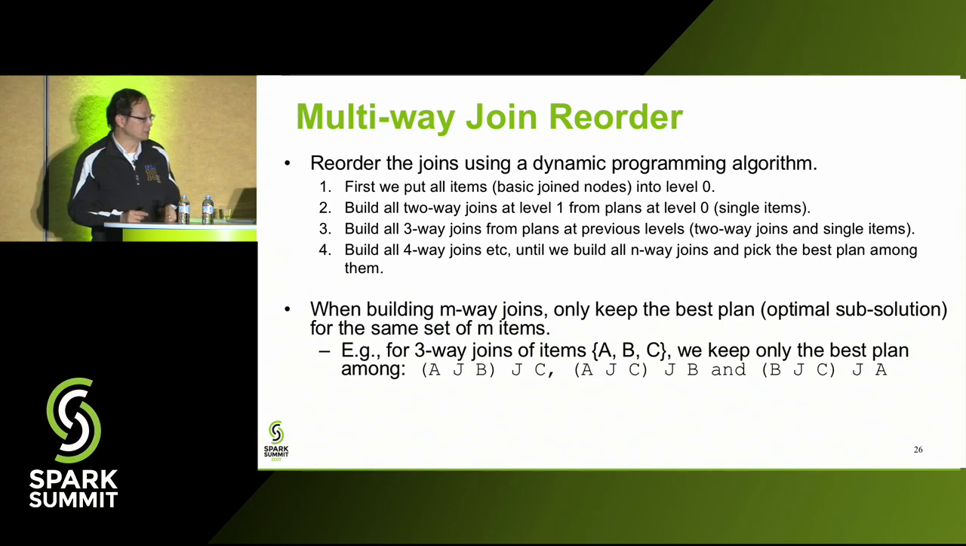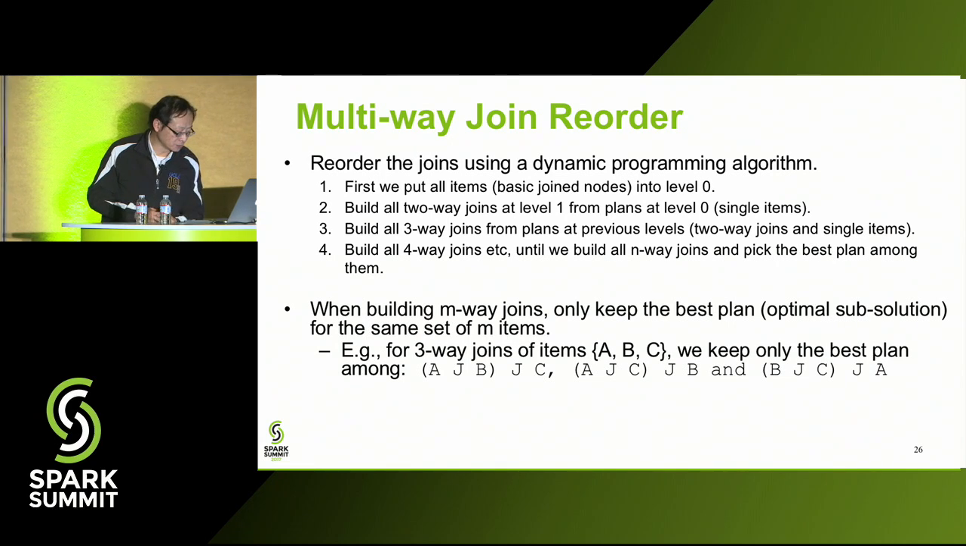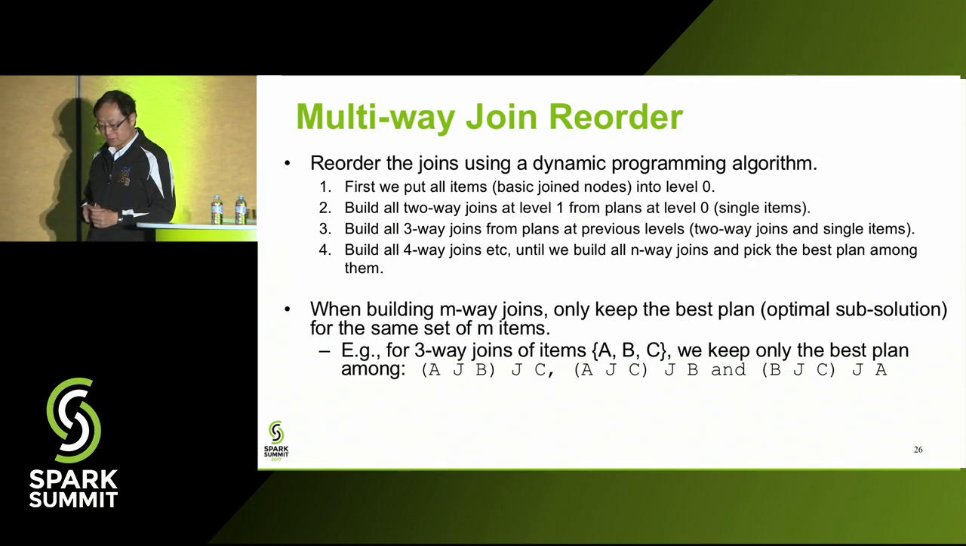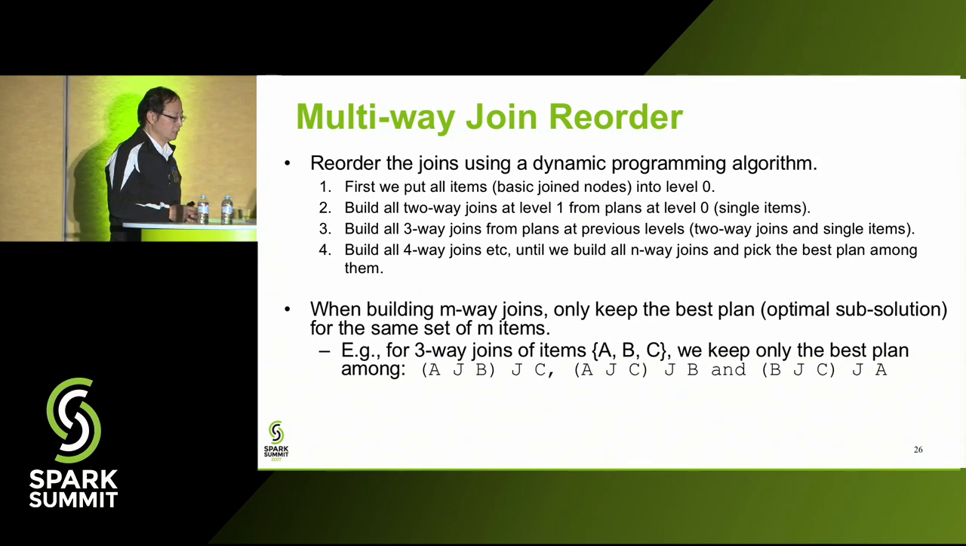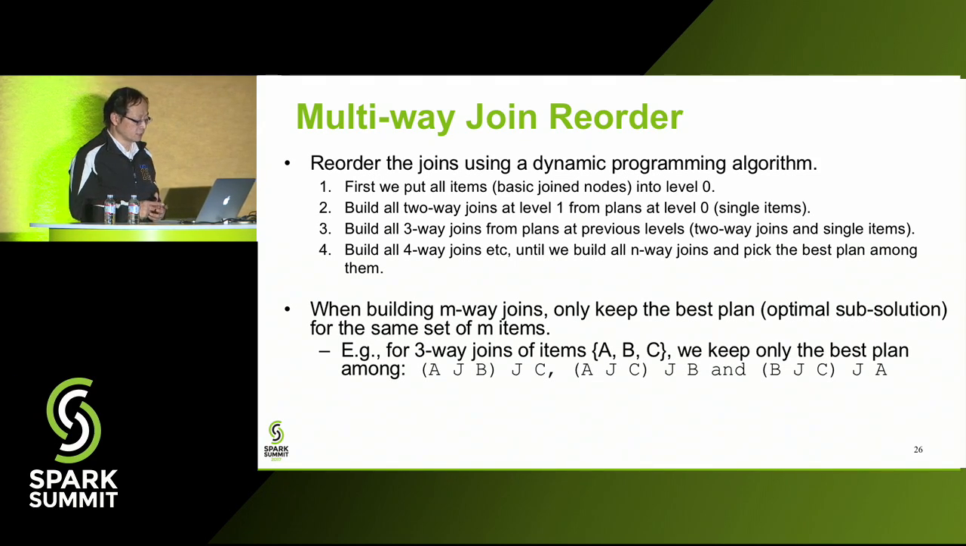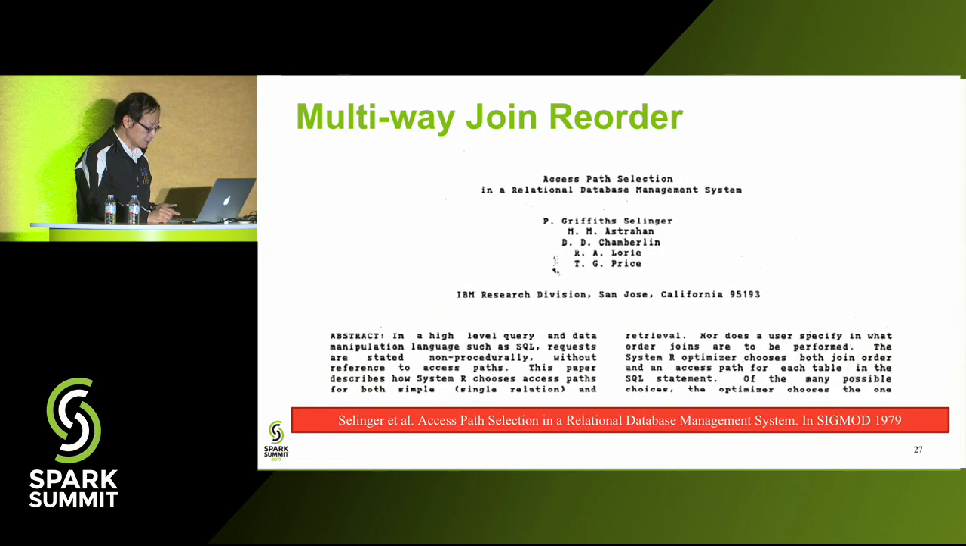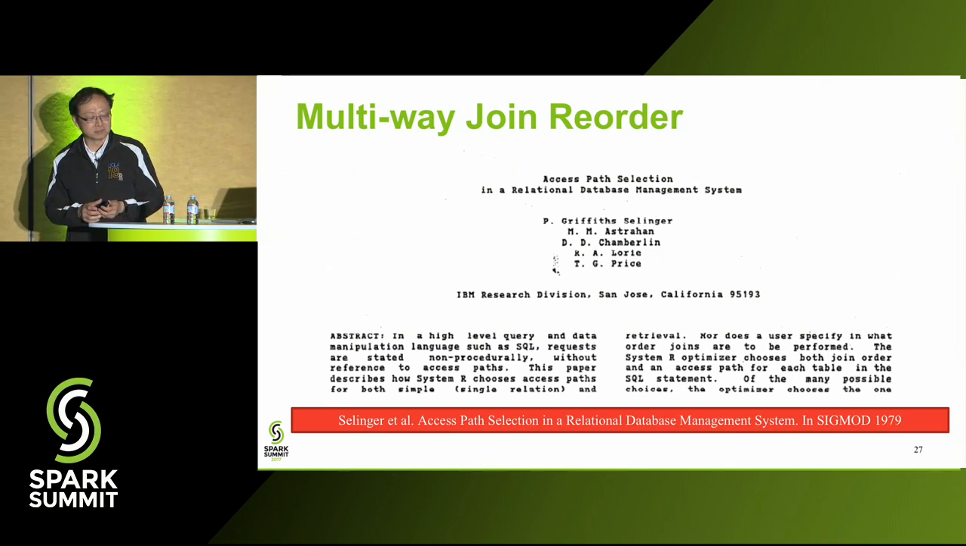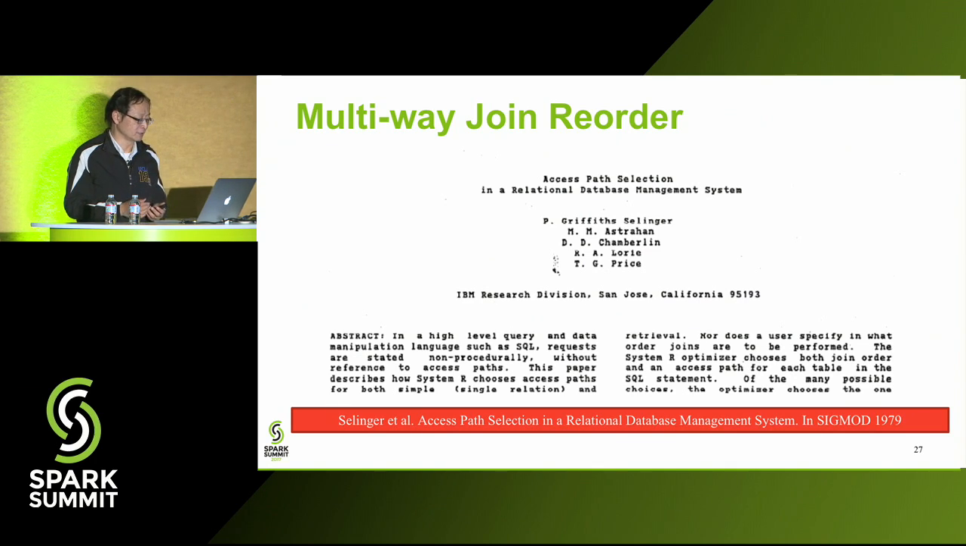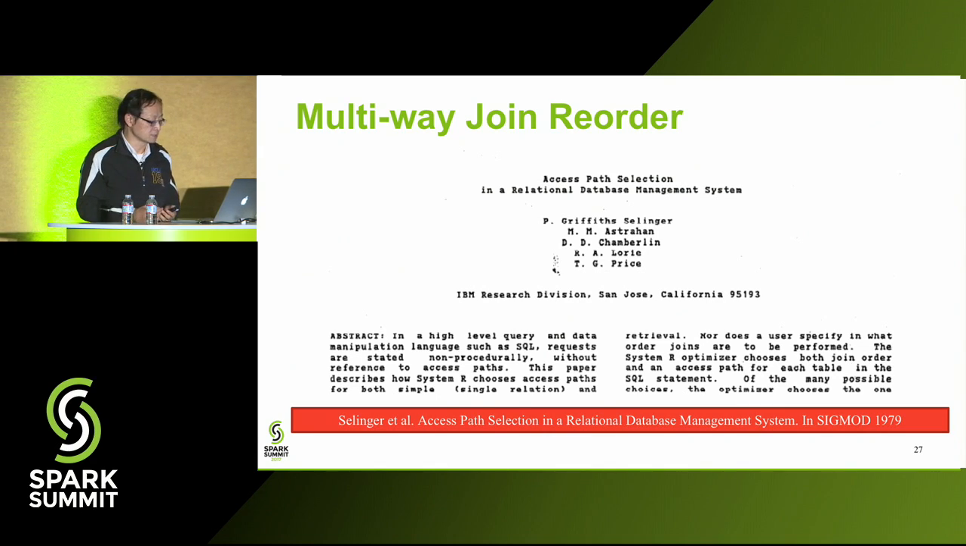The algorithm is a little bit complex, and I do not have enough time to describe it. If you are interested, please refer to this classic paper published by IBM. The title is Access Path Selection in Relational Database Management System.